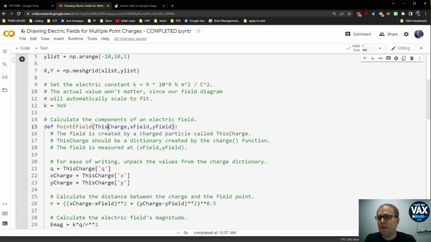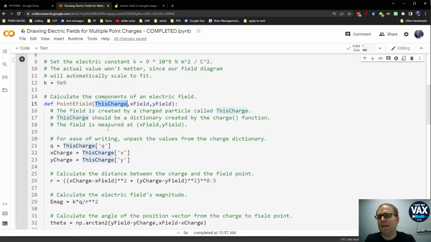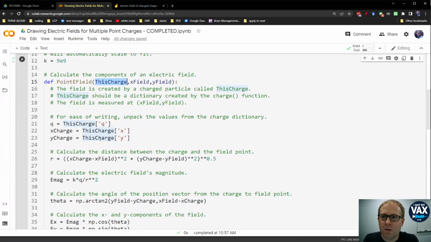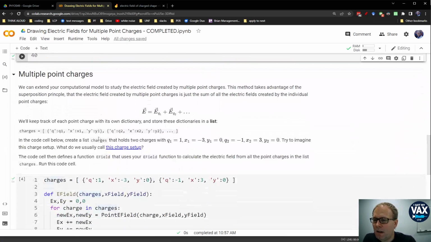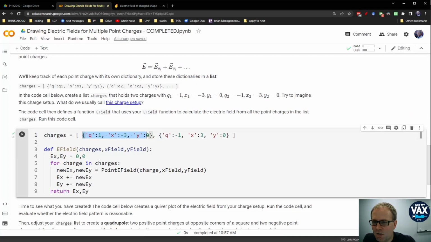So the item here, this charge, this is something called a dictionary. A dictionary in Python is a collection of several quantities. What we're going to do down here is define our dictionaries using the little curly brace notation. When you want to make a dictionary in Python, you just put it inside little curly braces, and you put down the names of the properties you want to keep track of.